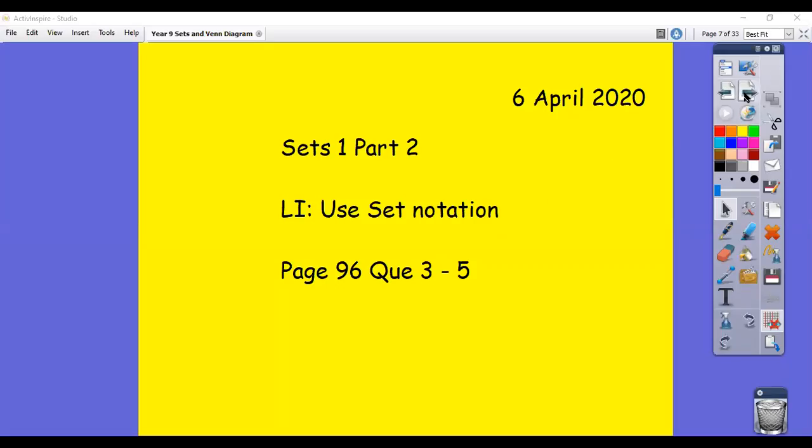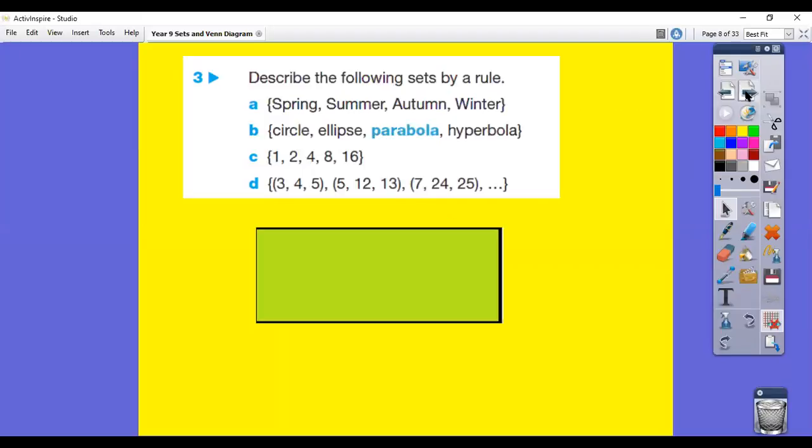So moving back to our lesson today, sets part 2, question 3 to 5. If we look at question 3, it says describe the following sets by rule. They have it all connected. So first one, spring, summer, autumn, winter. B, the set is circle, ellipse, parabola, hyperbola or hyperbole. C is 1, 2, 4, 8, and 16. And D, you've got 3, 4, 5, 5, 12, 13, 7, 24, 25.